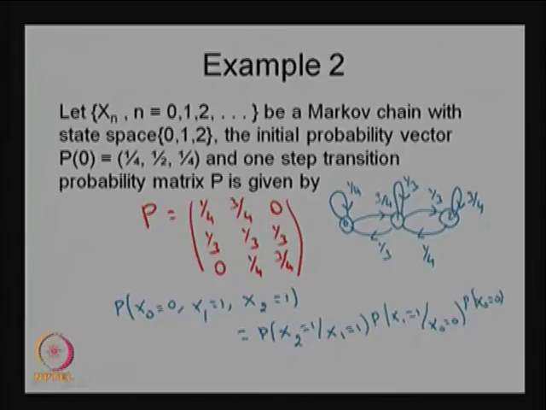So, the first term is nothing but the one step transition of the system moving from 1 to 1, and this is nothing but the system moving from the state 0 to 1, and this is the initial probability you take from the initial probability vector of X0 equal to 0.